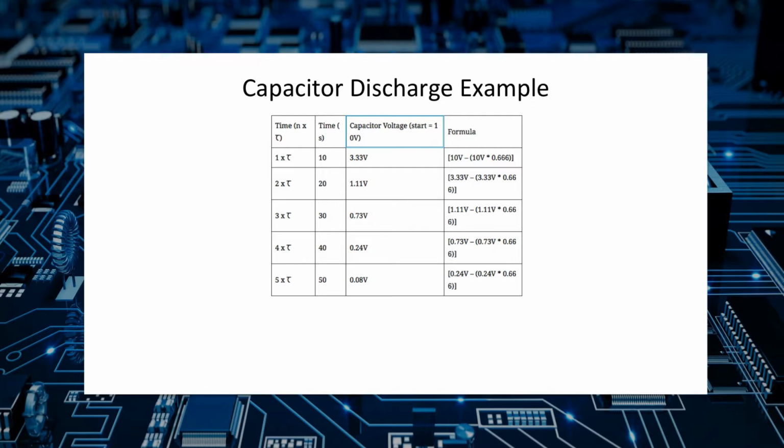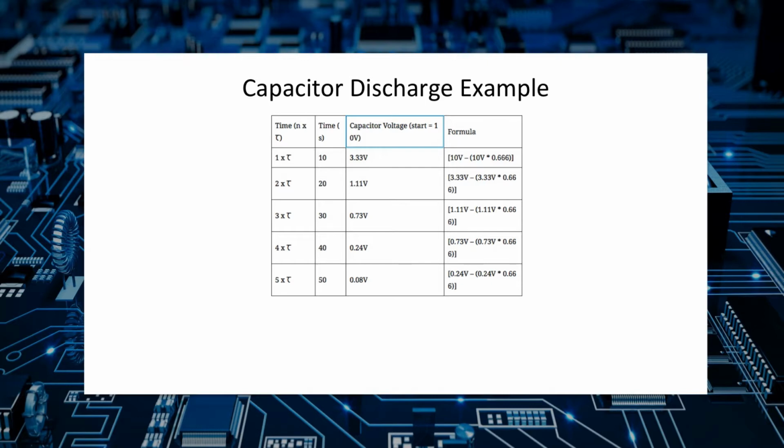So using the same capacitor and resistor values as we did in the previous example, and assuming that the capacitor starts out being charged to 10 volts, then we see the following in the discharge. At 1 times tau, or 10 seconds, the capacitor has discharged by 6.66 volts, so the remainder is 3.33 volts. It discharges another 66.6% of the way to 0 in 2 tau, so now the voltage is at 1.11 volts. In 3 tau, or 30 seconds, the voltage is at 0.73 volts.